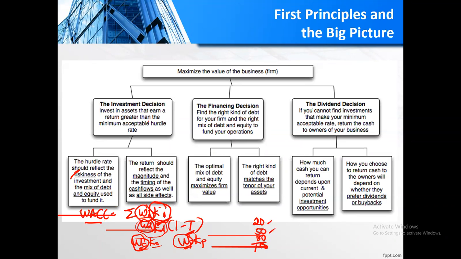Now there's another point here about investment decision. It should reflect the magnitude and the timing of cash flows. Take note, it says cash flows. It did not say profit. Now let's have an example. Suppose you have a proposed project A, and these are the cash flows: year 0, year 1, year 2, year 3, year 4. Let's suppose it has a life of 4 years. At year 0, the initial investment is negative 1,000.